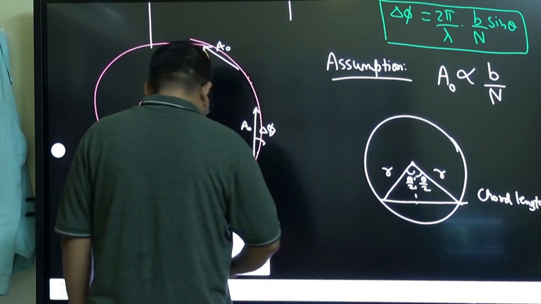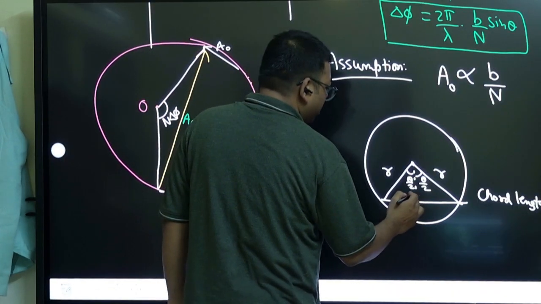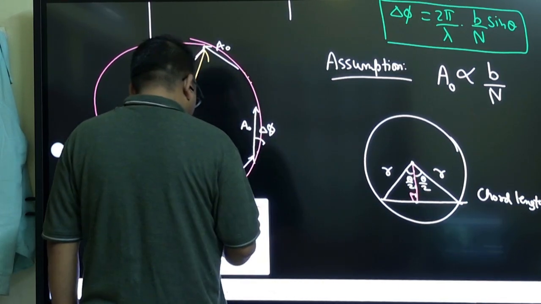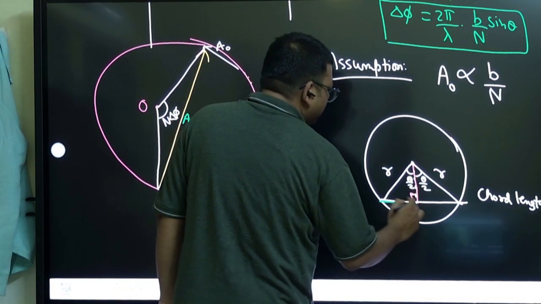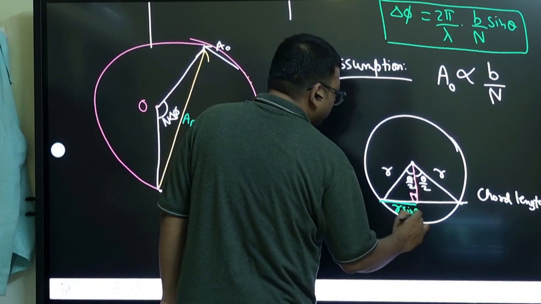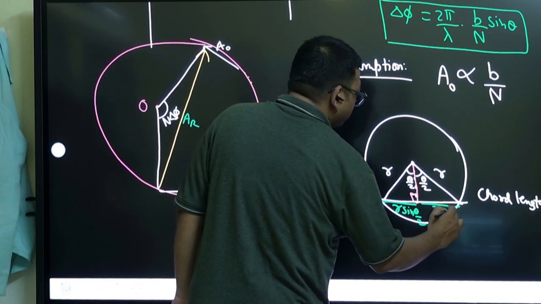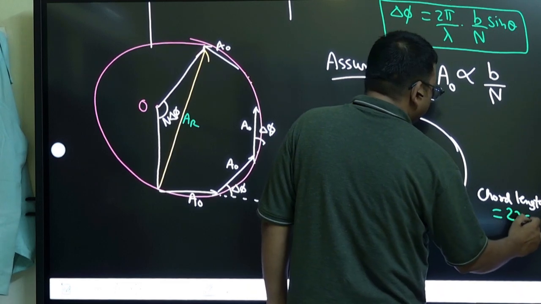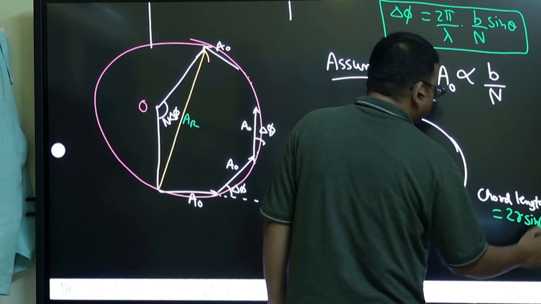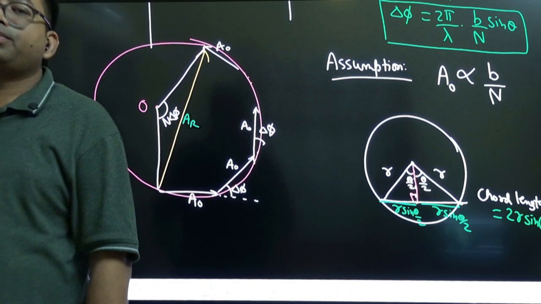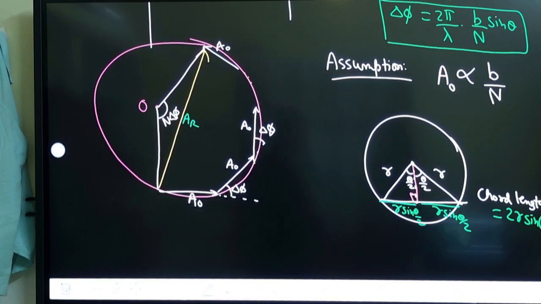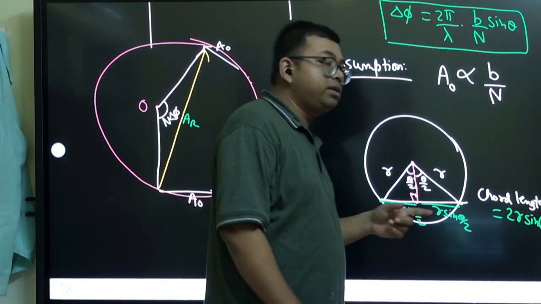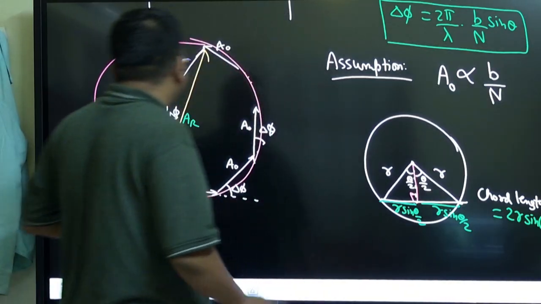So you know this length, right? Because this is perpendicular here, and a perpendicular from the center divides the chord. By trigonometry, this length becomes r sine theta by 2. Similarly, this length is also r sine theta by 2. So the chord length becomes 2r sine theta by 2. You know this chord length formula: if there is a circle and a chord subtends angle theta at the center, the chord length is 2r sine theta by 2. Very simple. So the same thing applies here also.